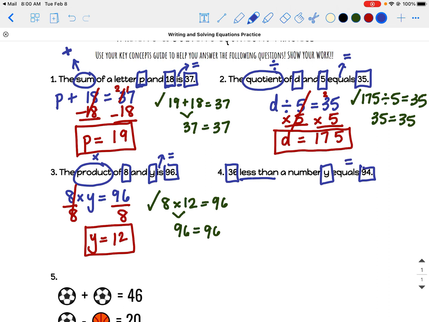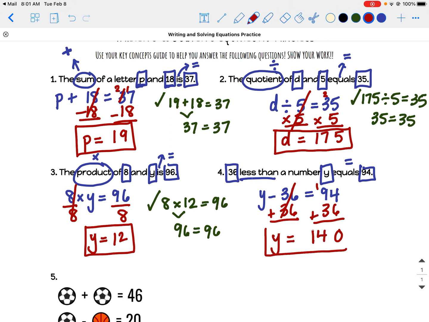Now let's think about this one. If you remember this from our previous unit, less than is a flag word, so we're gonna have to pay close attention to this. 36 less than, that means we're taking away 36 from y, right? So order matters, y needs to go first. 36 less than it, so we subtract 36 equals 94. All right, and we always have to do the opposite. What's the opposite of minus 36? It is plus 36. We're going to add 36 to both sides. And in this case, we are going to end up with y equals 140.